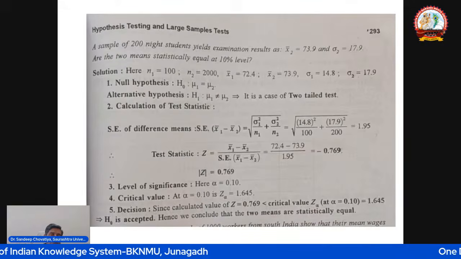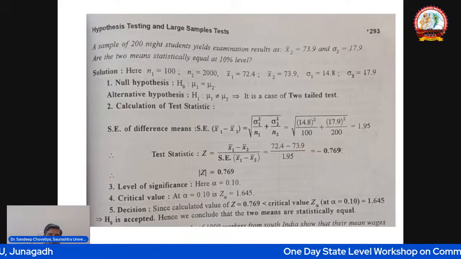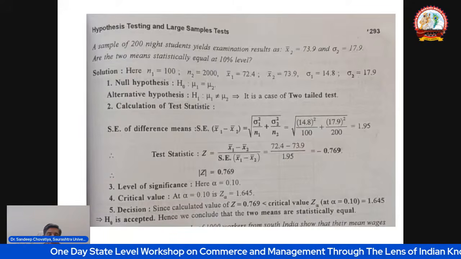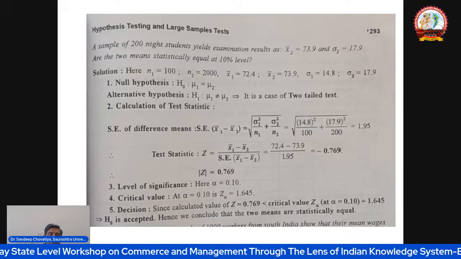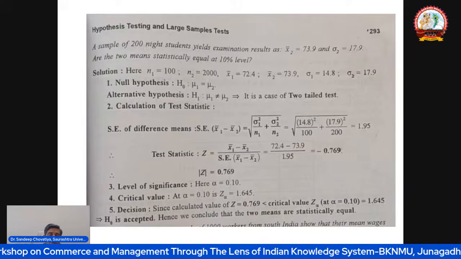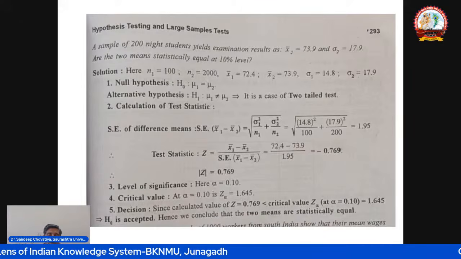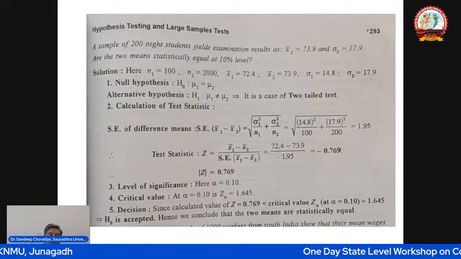First, we find out the standard error of the difference of means. With the help of this formula, when we put in the values, we get the standard error, which is 1.95. So test statistic Z is equal to the first mean minus the second mean divided by the standard error of the mean, which is 1.95. So ultimately we get the result of Z, which is 0.76.